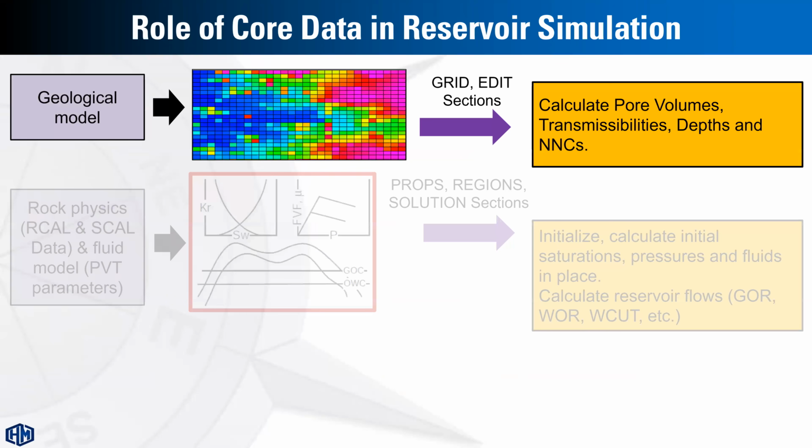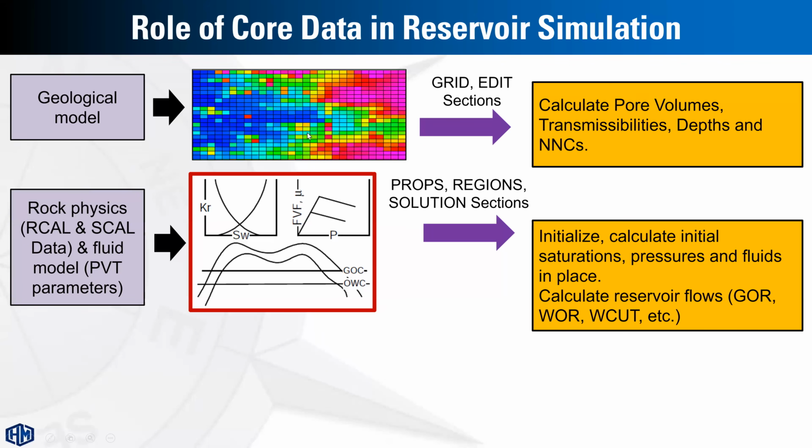So the value of core data in reservoir simulation. As you know, and very quickly, for reservoir simulation modeling, the first step is to build a 3D static model using the basic rock properties to calculate pore volume and transmissibility of each 3D grid cell defined in the grid and edit section. The value and applications of rock physics integrated with reservoir fluids.